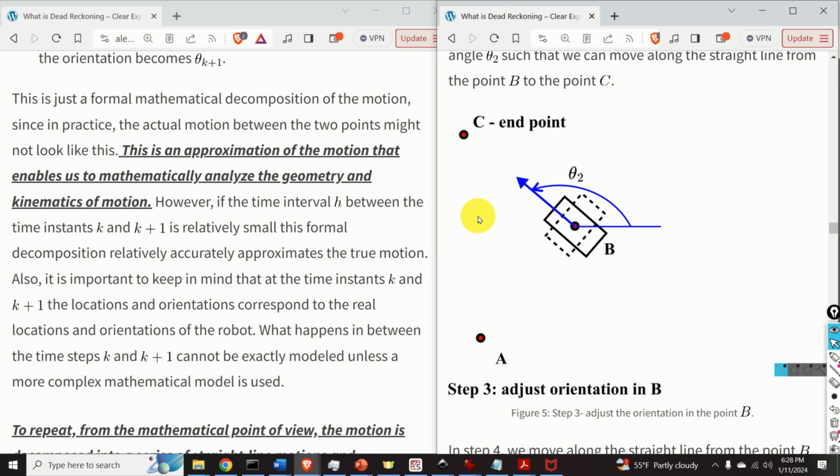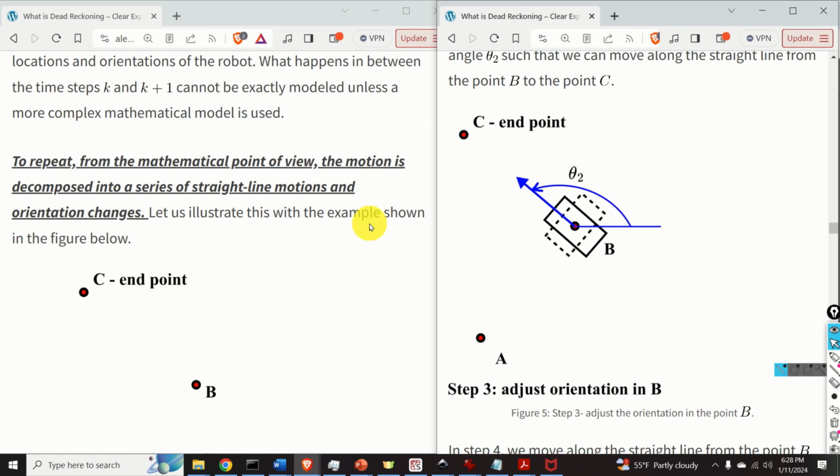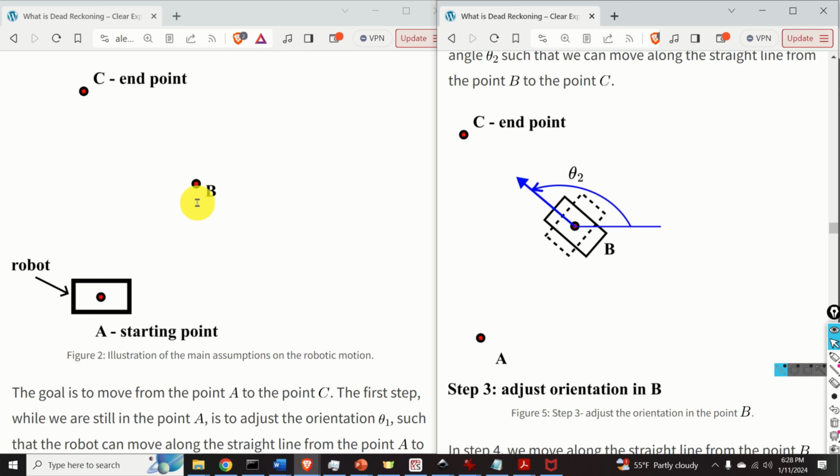Also, it's very important to keep in mind that at the time instants k and k plus 1, the locations and orientations correspond to the real locations and orientations of the robot. What happens in between the time step k and k plus 1 cannot be exactly modeled unless a more sophisticated mathematical model is used. To repeat, from the mathematical point of view, the motion is decomposed into a series of straight line motions and orientation changes.